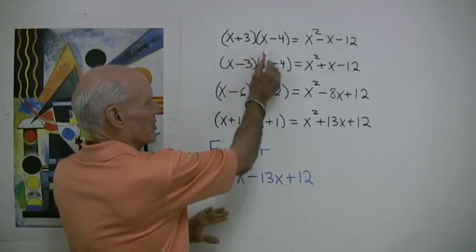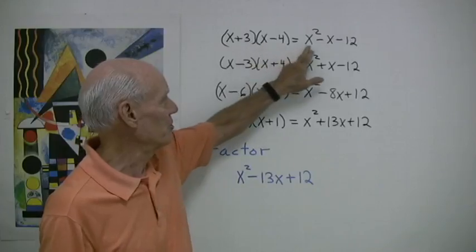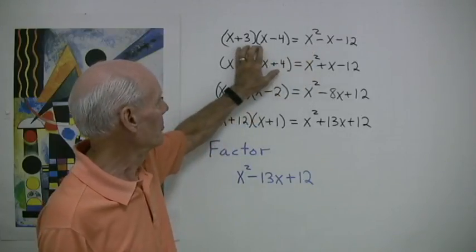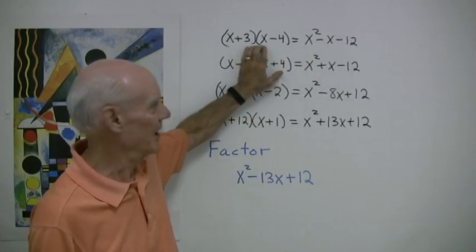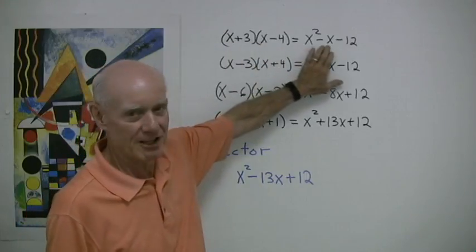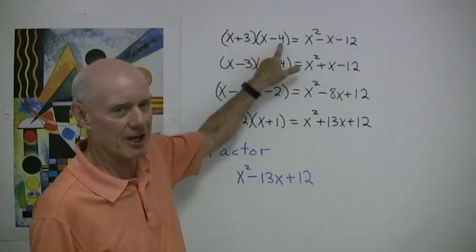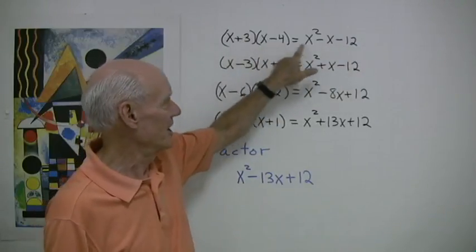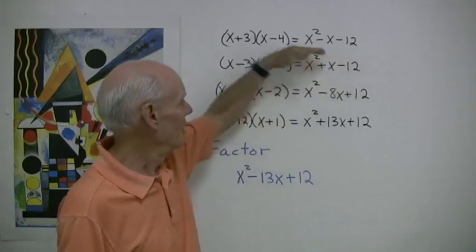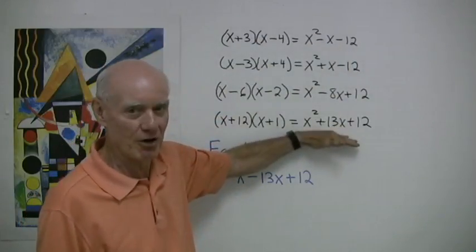So if I say x plus 3 times x plus 4, when I multiply the first two, I get x squared. I multiply inside and get 3x, and outside negative 4x. Those add up to negative x. And then for the last term here, I multiply these two last terms. So 3 times negative 4 is negative 12. Well, you can see these products right here give us these trinomials.